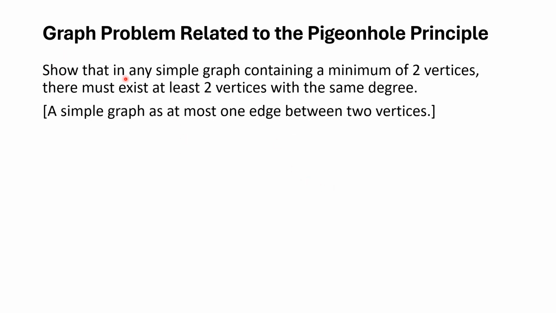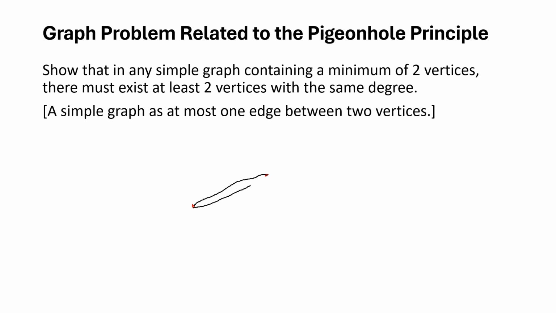Okay, so here's our problem that I promised. Show that in any simple graph, and I'll explain what that is in a second, containing a minimum of 2 vertices, so 2 of the little dots we had on the previous slide, there must exist at least 2 vertices with the same degree. And just to mention here, a simple graph has at most 1 edge between 2 vertices. So maybe I can just draw you a quick example. So let's say that's one vertex, and that's another vertex. Let's do blue. So that would be a simple graph. It just has 1 edge between the 2 vertices.